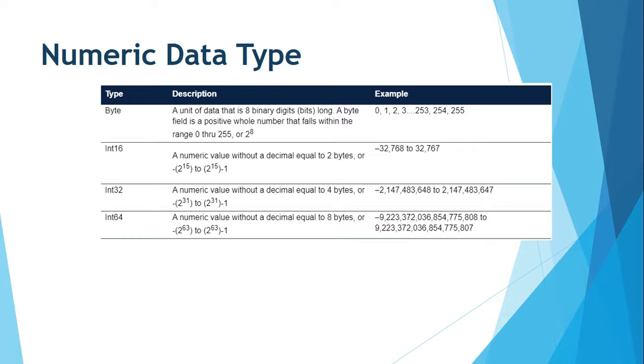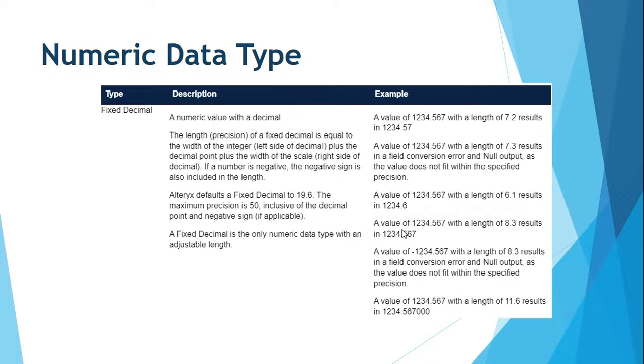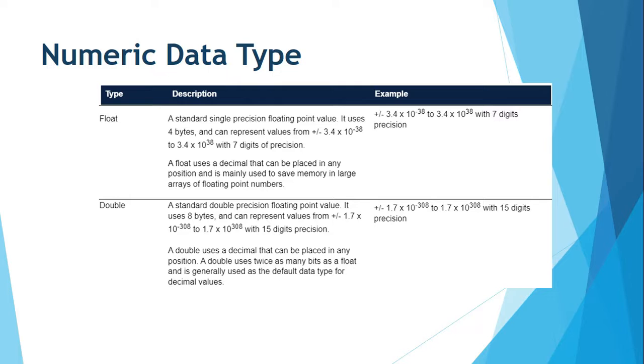Then we have fixed decimal, which is used for currency. That's a numeric value with a decimal. Next we have float and double, which are used for more precise numbers. Float and double are not good when it comes to comparison, because they are never equal. Float is generally used to save memory.